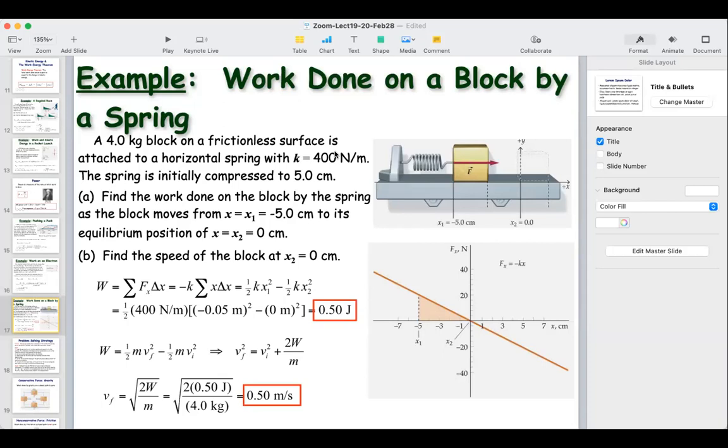The spring is initially compressed to 5 centimeters. Find the work done on the block by the spring as the block moves from -5 centimeters to its equilibrium position at 0 centimeter. And then find the speed of the block at x2 equal to 0 centimeter.